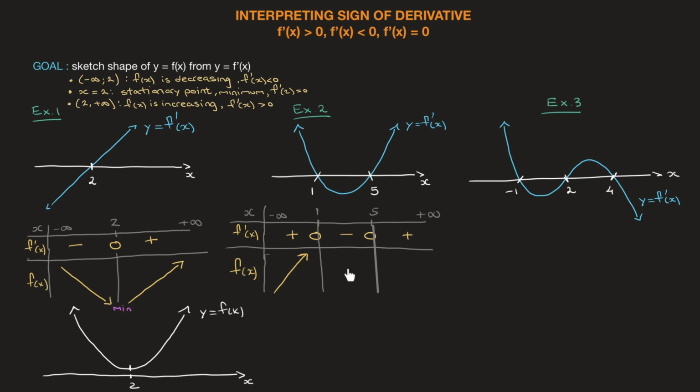Then for the next tall cell, I can see that f dash of x is negative, so that's between x equals to 1 and 5, and because the derivative is negative, that tells us that f of x must be decreasing, so I draw an arrow pointing downwards. Finally, for the last tall cell we have here, which corresponds to x values greater than 5, we can see that the derivative here is positive, so f of x must be increasing there.